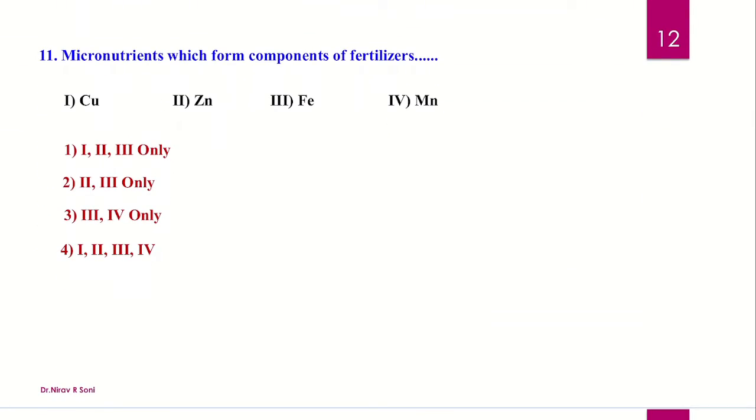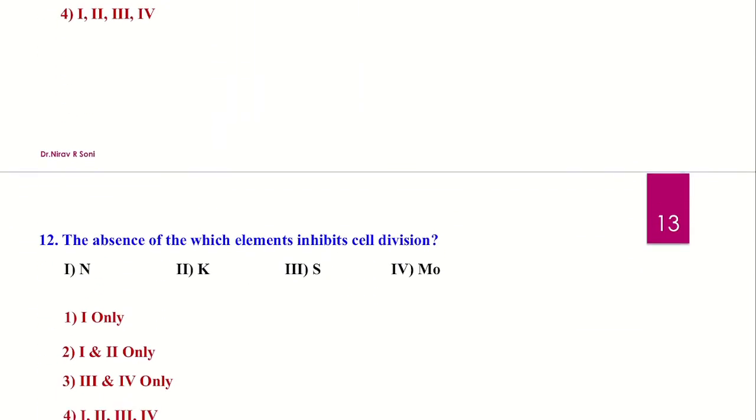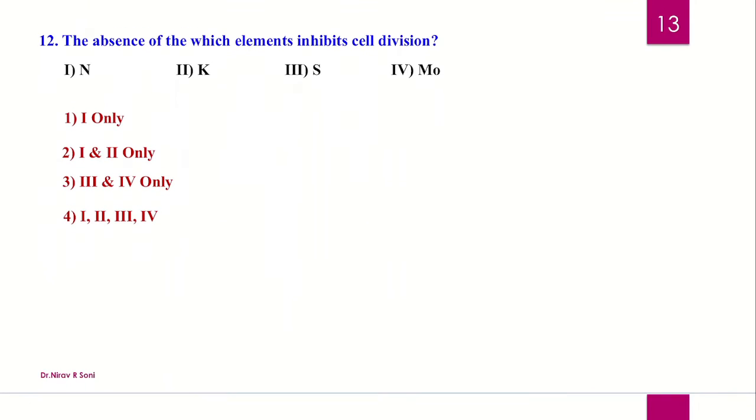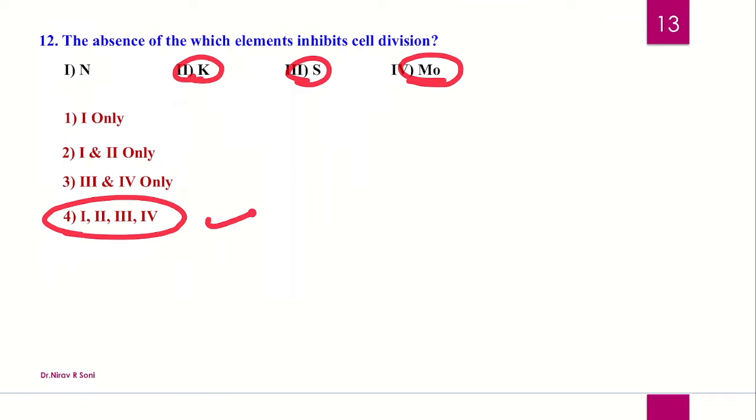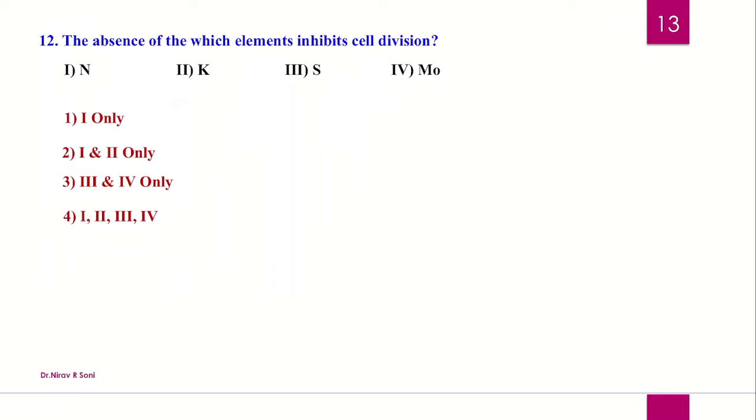Question number 11. Micronutrients which form component of fertilizer. These all are copper, zinc, ferric and manganese. These all are responsible for fertilizer process. Question number 12. The absence of which elements inhibits cell division? Nitrogen, potassium, sulfur and molybdenum. These all inhibit the cell division process.